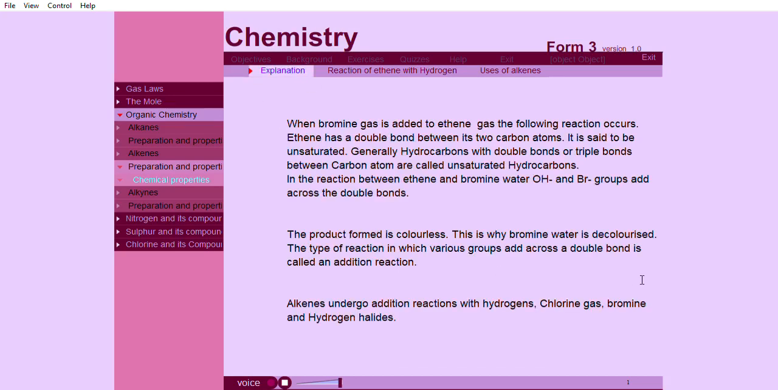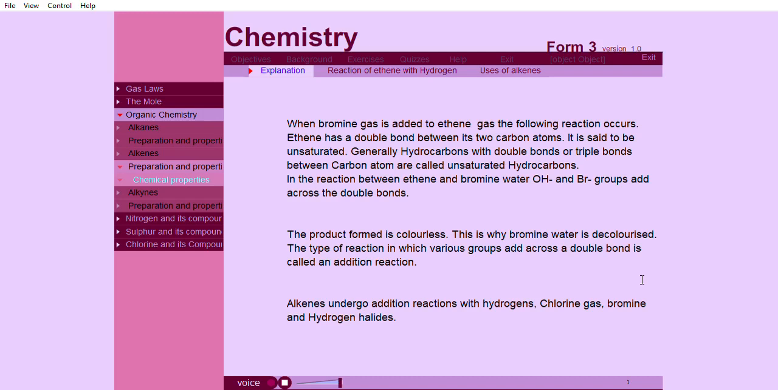When bromine gas is added to ethene gas, the following reaction occurs. Ethene has a double bond between its 2 carbon atoms. It is said to be unsaturated. Generally, hydrocarbons with double bonds or triple bonds between carbon atoms are called unsaturated hydrocarbons.